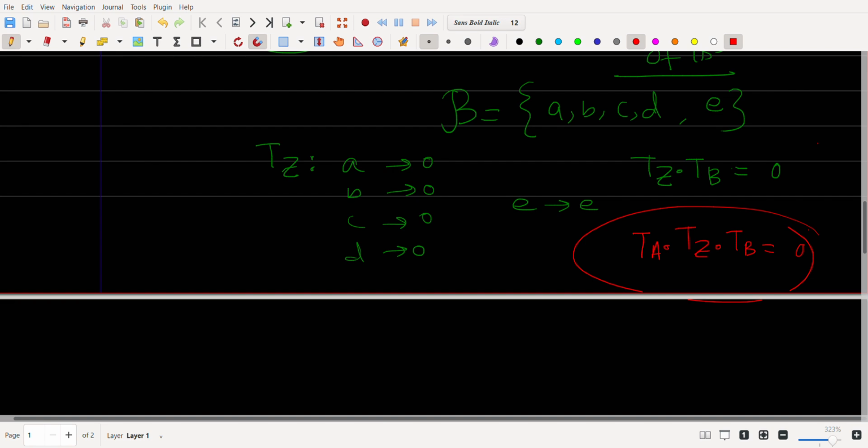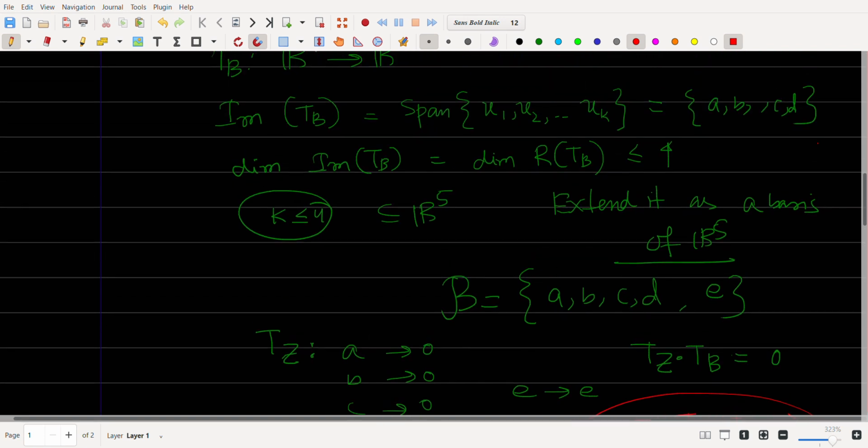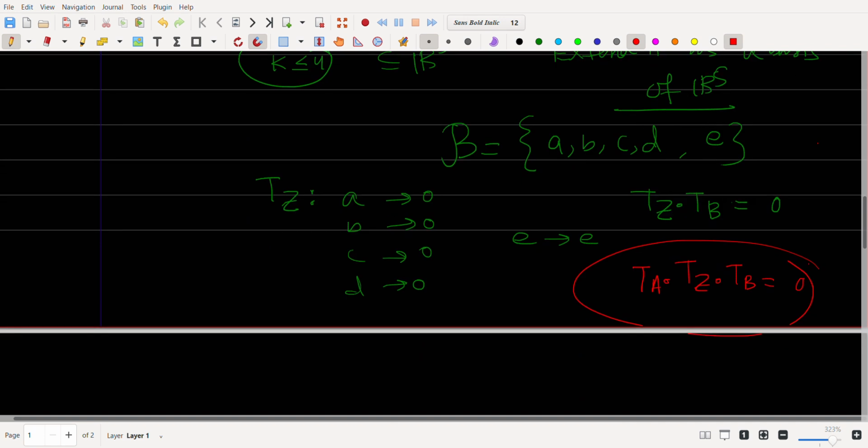matrix B. If you are already given a matrix B, you can take this linear map TB and then take the basis of the range, extend it to a basis of R5, and then define a linear map in this way. And that gives you a linear map because you have defined it on the basis. Here A, B, C, D, E is the basis of R5. So you have defined it on a basis. So that means it gives you a linear map, and from that you can conclude that TZ compose TB is 0.